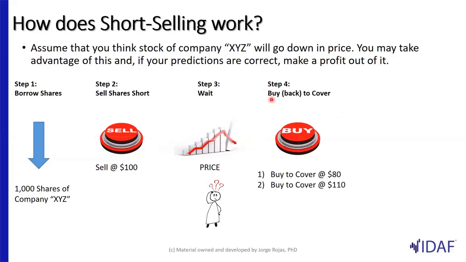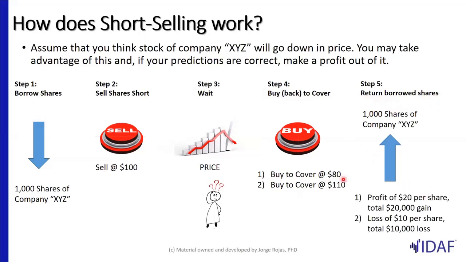So eventually, you need to give those shares back to the dealer. Let's assume in the first case that the price actually did go down to 80, and in the second case, that you were wrong in your expectation and the price actually went up to 110. So you have to return your shares to the dealer. In the first case, the price went down to 80. So you sold at 100 and bought back at 80. You made a profit of 20 per share, for a total handsome profit of $20,000.